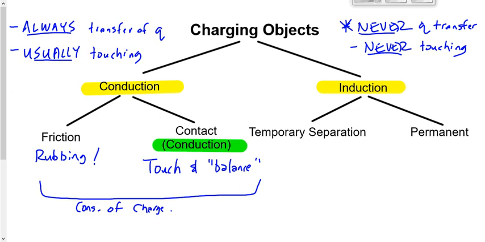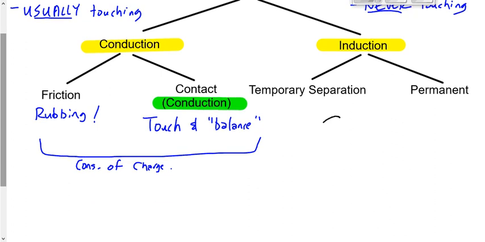Let's say we've got a neutral object, a neutral conductor. 3 positives, 3 negatives. It doesn't have to be 3 and 3, right? 1,000 and 1,000, 10,138,000 and 10,138,000. As long as it's an equal number of protons and electrons, it's neutral, right? This is neutral. I'm going to bring a positive object nearby.